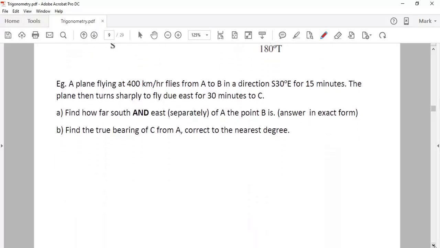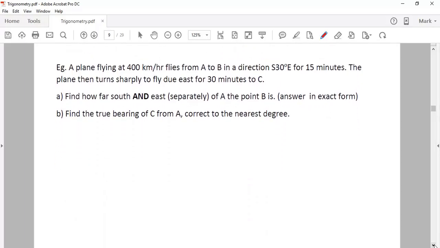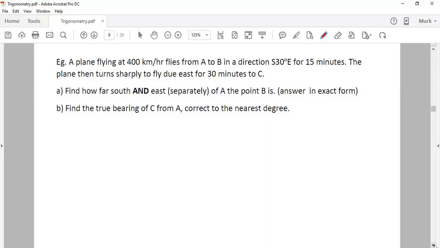Alright, so now we're going to do a problem solving question. As before, the hardest part is trying to understand the picture. This question is a bit badly worded as well, so I'll help you guys through with it. A plane flying at 400 kilometers per hour flies from A to B in a direction of south 30 degrees east.